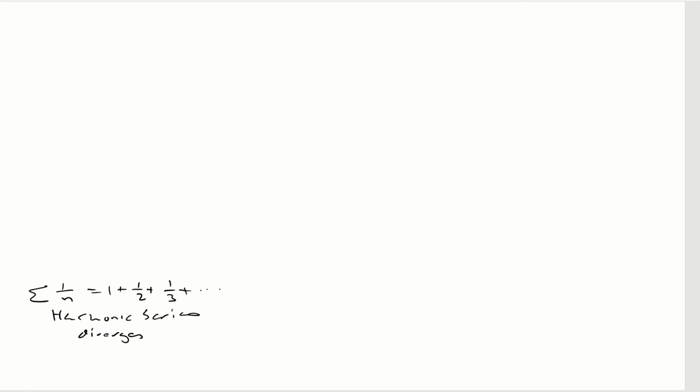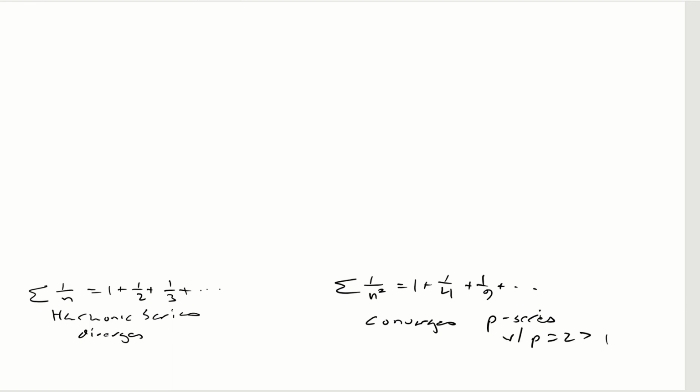It's true. But if we look at another P series, 1 over n squared, we get 1 plus 1/4 plus 1/9 plus, you know what? What's the difference between these two? This guy converges. He's a P series with P equal to 2, which is greater than 1. So what's the difference between these guys? There are fractions being added. Why does one converge and one diverge?